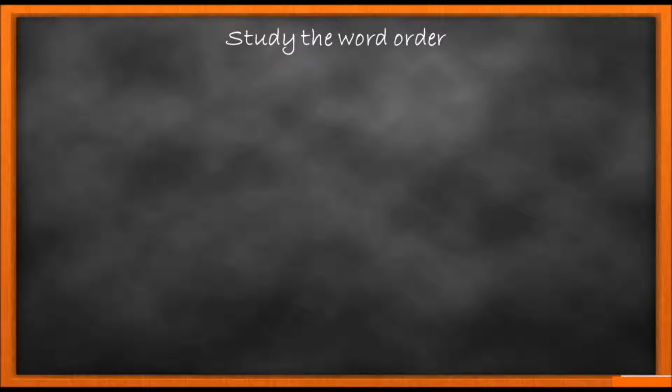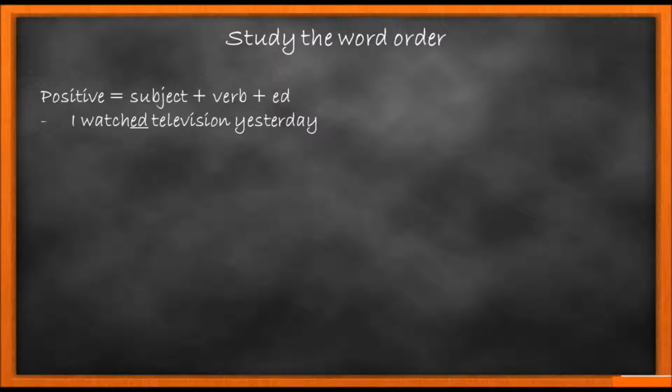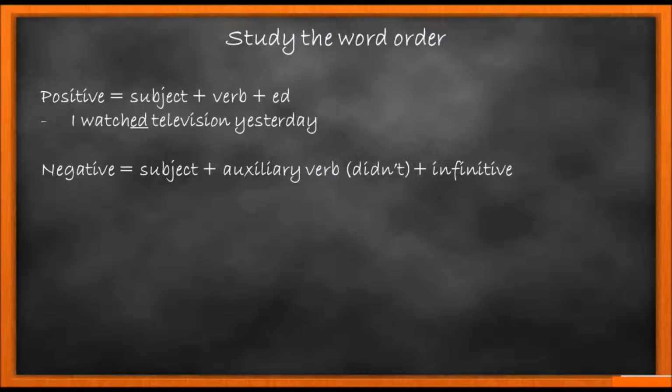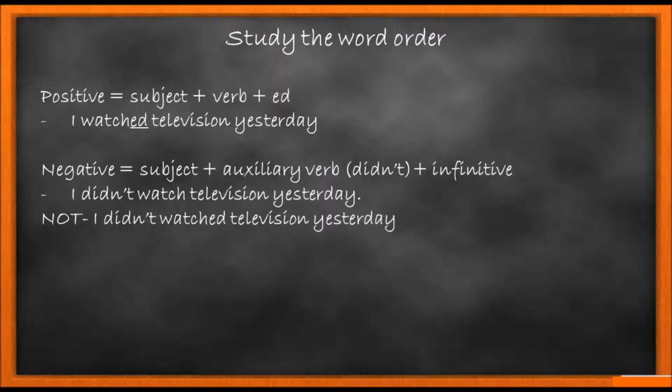Let's study the word order. When we use the positive form of past simple, first we put the subject and then the verb, depending on whether it is a regular verb or not. You add ed or use an irregular verb. I watched television yesterday. I is the subject and watched is a regular verb in this case. When using negative past simple, the subject goes first, then the auxiliary verb didn't plus infinitive. I didn't watch television yesterday. Notice, you don't say I didn't watched television yesterday. You don't add ed.